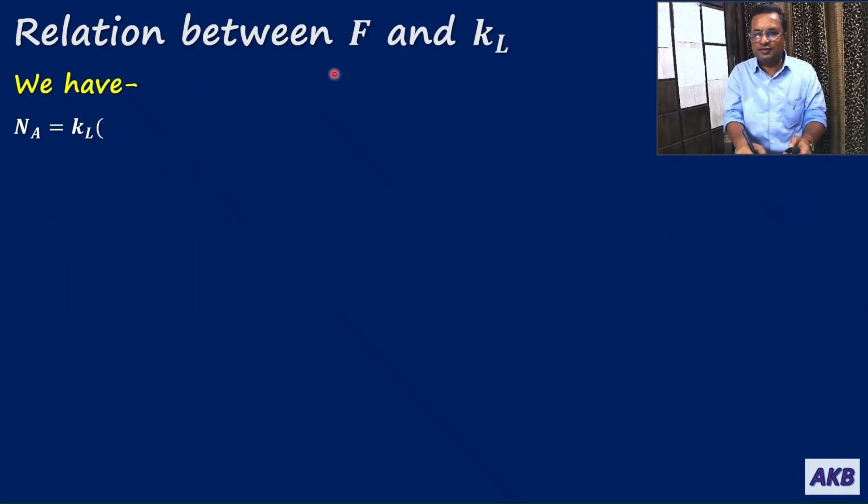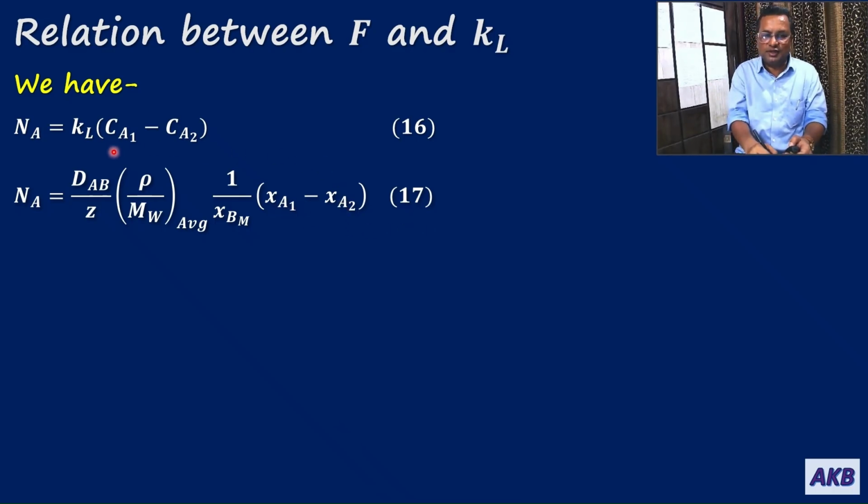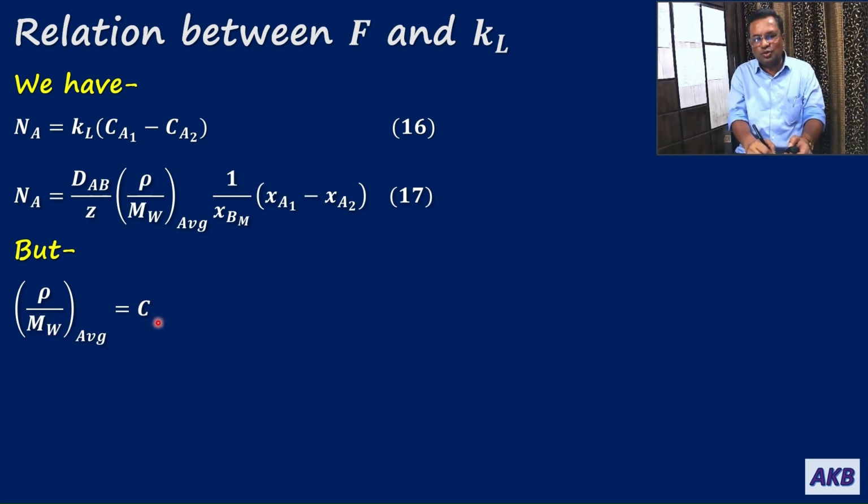So we have the defining equation for KL. Na is equal to KL into Ca1 minus Ca2. That was equation 16. And for the case of liquid A diffusing in non-diffusing liquid B, the applicable equation is Na is equal to DAB upon Z into rho upon MW average into 1 upon XBM into XA1 minus XA2. That is equation 17. Now XA1 and XA2 are to be converted to Ca1 and Ca2. So how are you going to do that? Rho upon MW average in this case is the molar concentration.